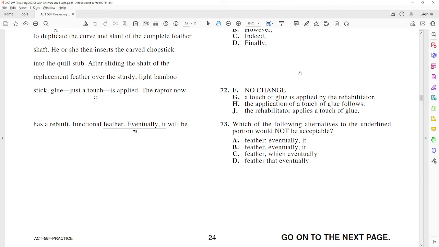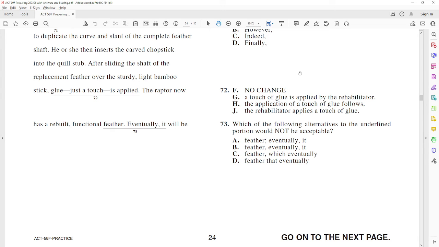Is there a question for 72? No. Is there an option to delete? No. Is what's written there right or wrong? I say it's right. Just a touch is non-essential information. We could say, after sliding the shaft of the replacement feather over the sturdy light bamboo stick, glue is applied. That would be fine. After, all the way to stick is an introductory clause, comma, then we need a subject, glue, main verb is applied, complete thought. So just a touch is non-essential information, and we're emphasizing it, so instead of putting commas around it, we put dashes.